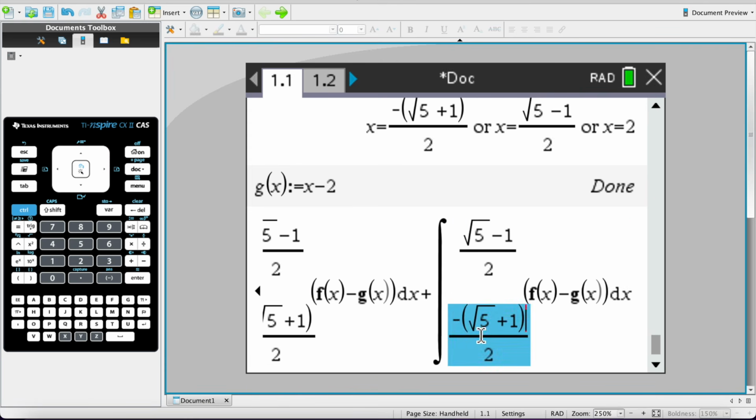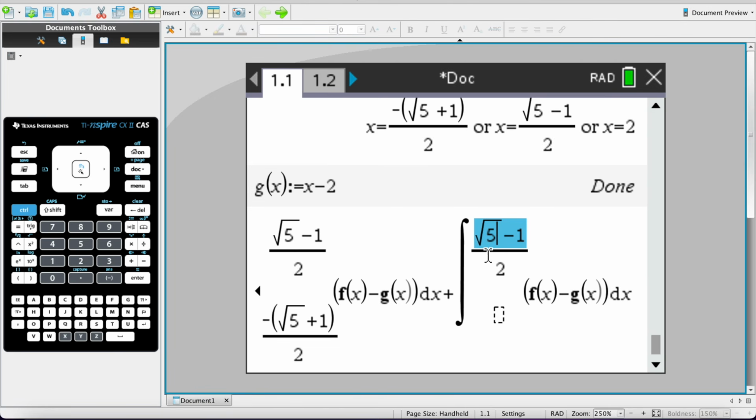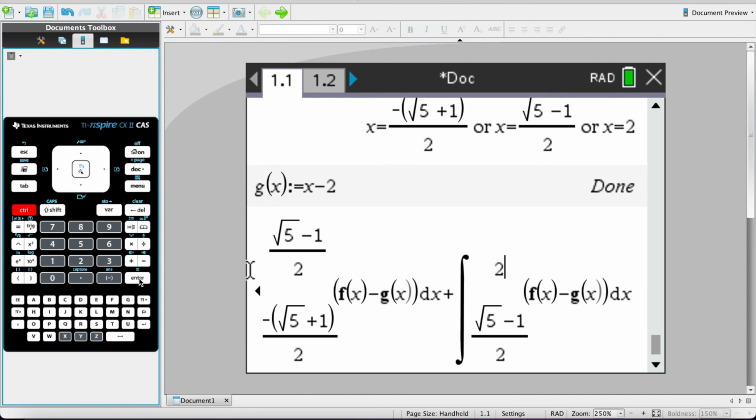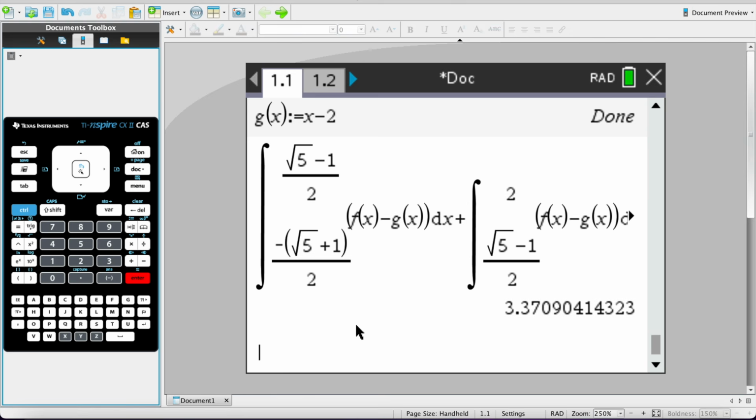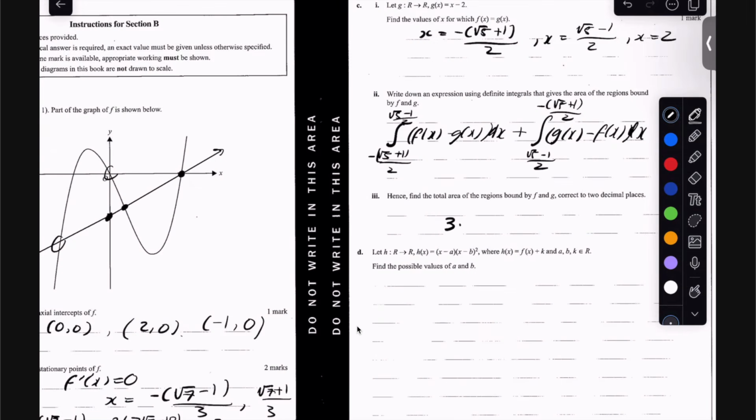Now it's this, and it was up to 2. I wrote down the wrong number up the top, but I'll fix that when I go back to the page. So this is 3.37, they want it to 2 decimal places, so 3.37. And I wrote this should have been just 2.